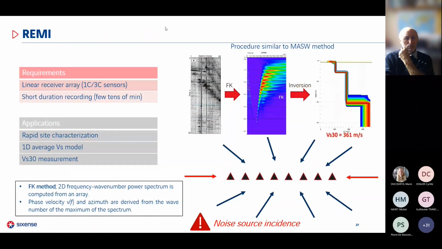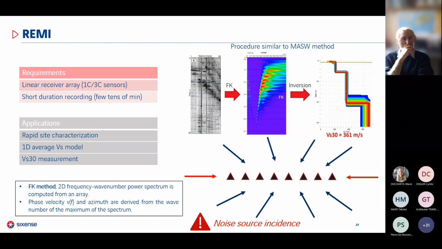Another method is the REMI, or refraction microtremor. This method is similar to the MASW, the multi-channel analysis of surface waves method. It requires a linear array of 1C or 3C, so one-component or three-component sensors. But instead of using an active source signal, we record seismic noise for a few minutes. Then, using the FK method, dispersion curves of surface waves are computed and then inverted into 1D shear velocity models. So the aim in general is to have a rapid characterization of the subsoil from shear velocity 1D measurements.